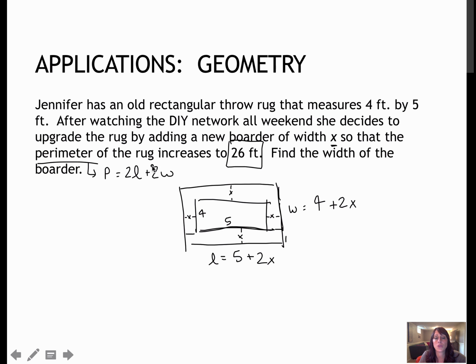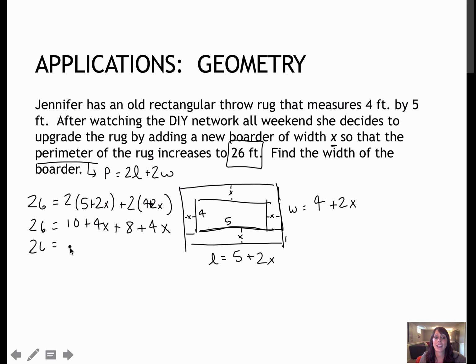So now I'm just going to use this formula and plug in what I know. I know that the perimeter is 26 feet. I know that my length is 5 plus 2x. And I know that my width is 4 plus 2x. And now I'm going to simplify on the right side to get 10 plus 4x plus 8 plus 4x. I would combine like terms on the right side, which gives me 18 plus 8x. I would subtract that 18 from each side.